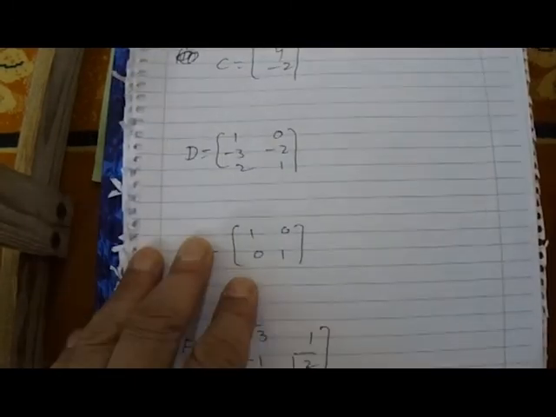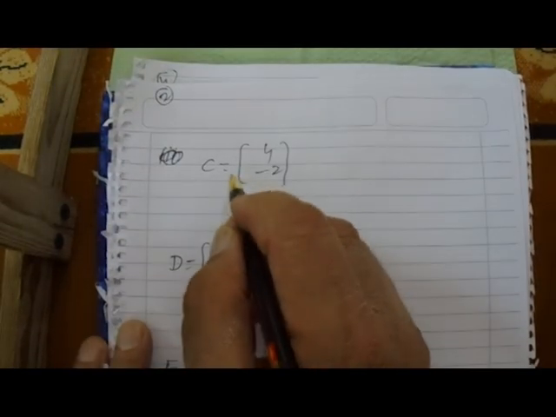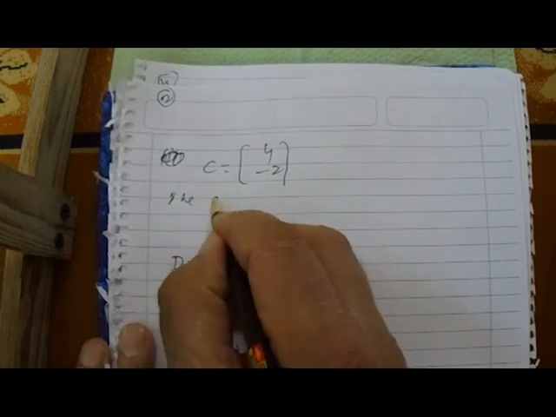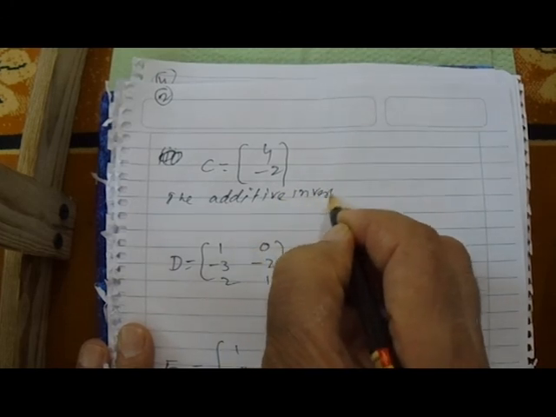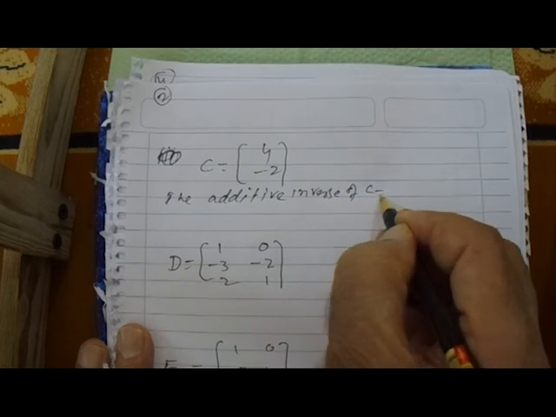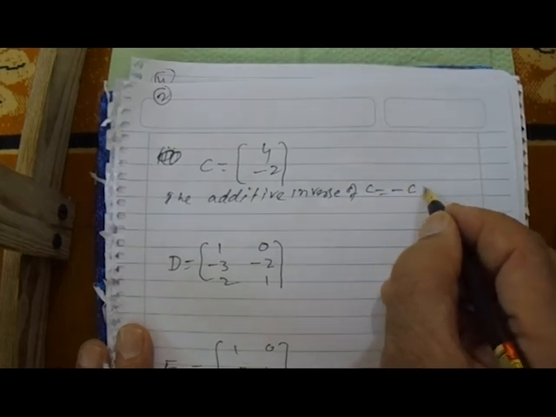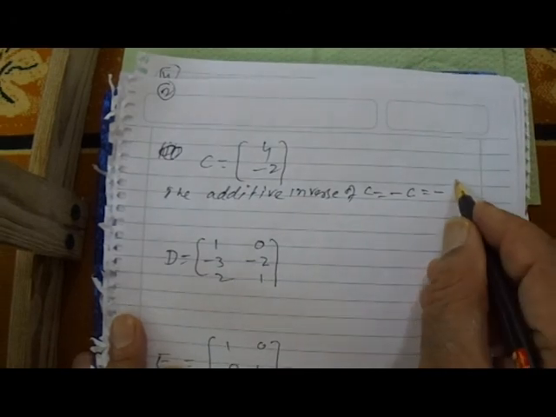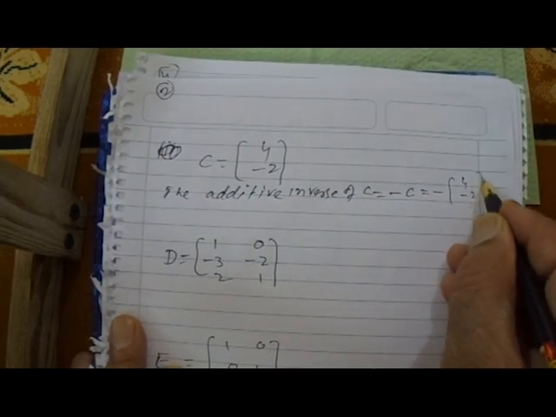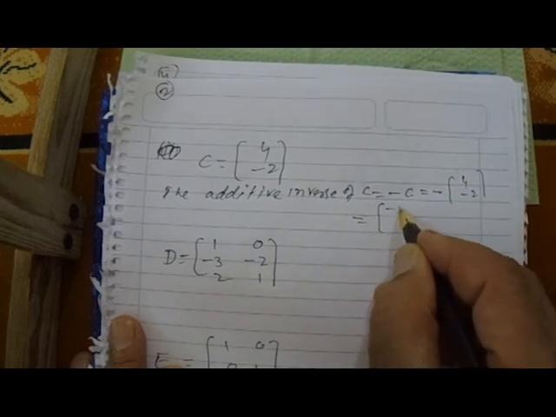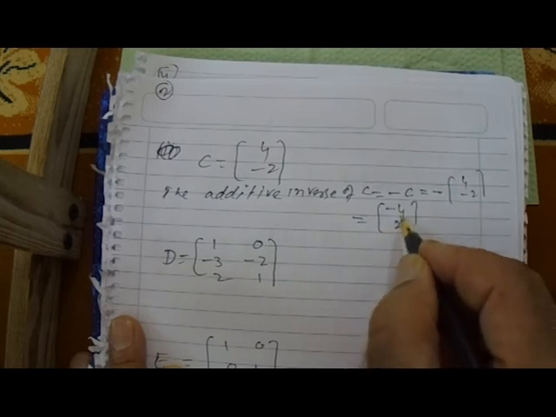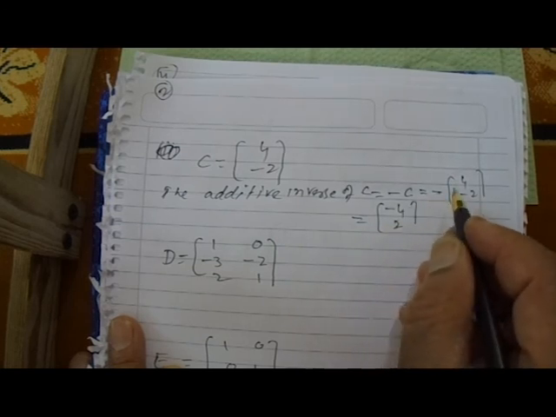Now this is our second part. You write the third part, the C part. Now the additive inverse of C, you write here the additive inverse of C is equal to minus C, and you write the minus sign with the matrix 4, minus 2. This is our matrix. Now this minus multiplies these elements, minus 4 and plus 2, and you get the additive inverse of this matrix.